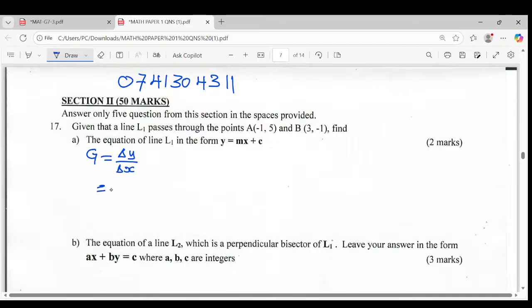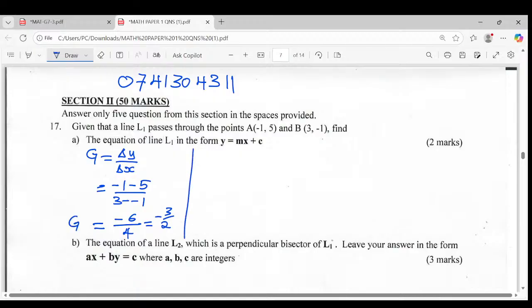So the change in y is going to be -1 minus 5 all over 3 minus -1. So this becomes -6 all over +4, which simplifies to -3 over 2. That is our gradient.